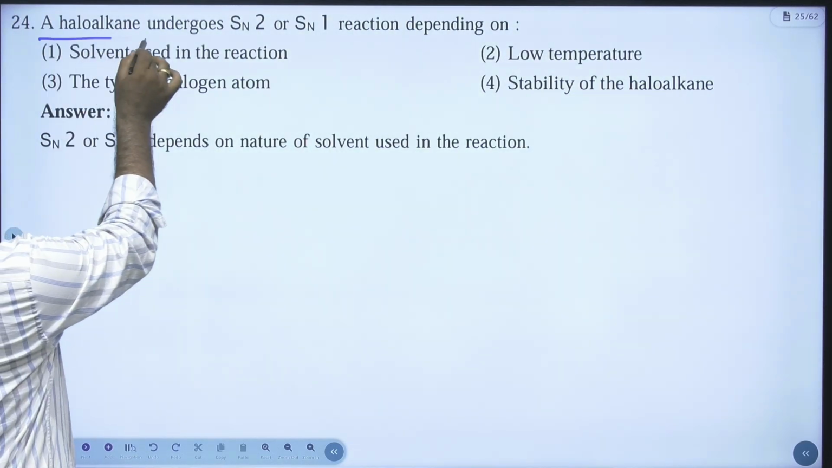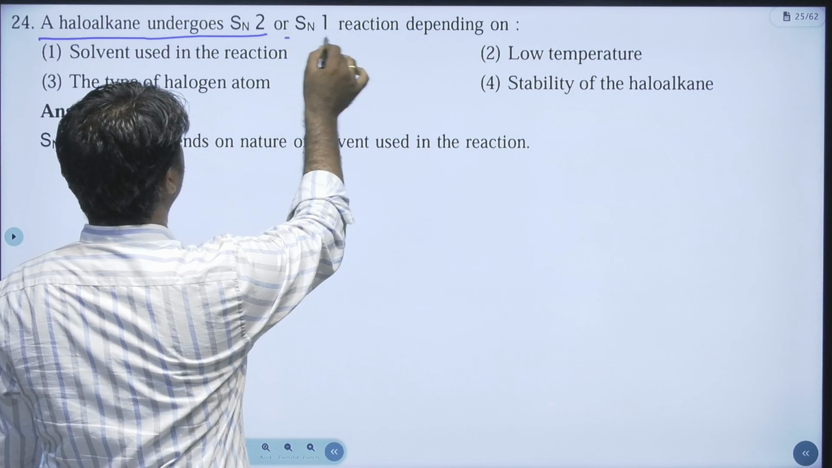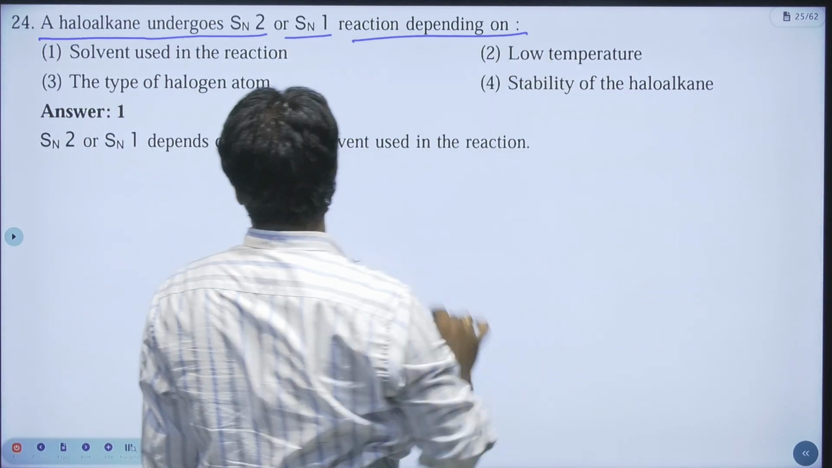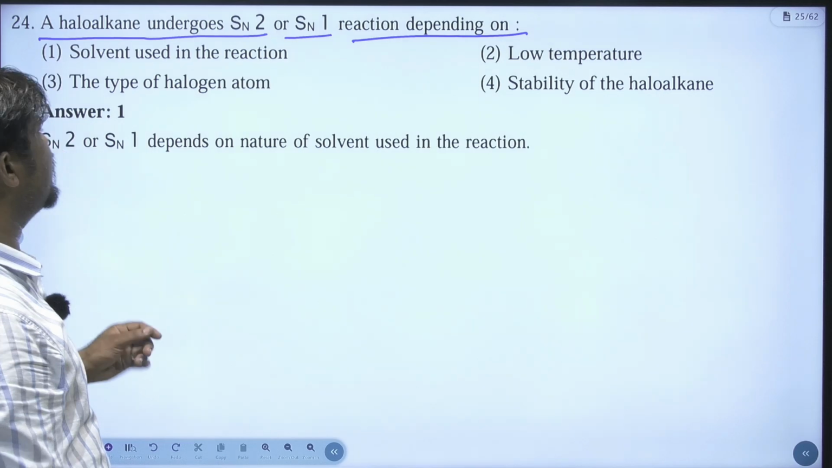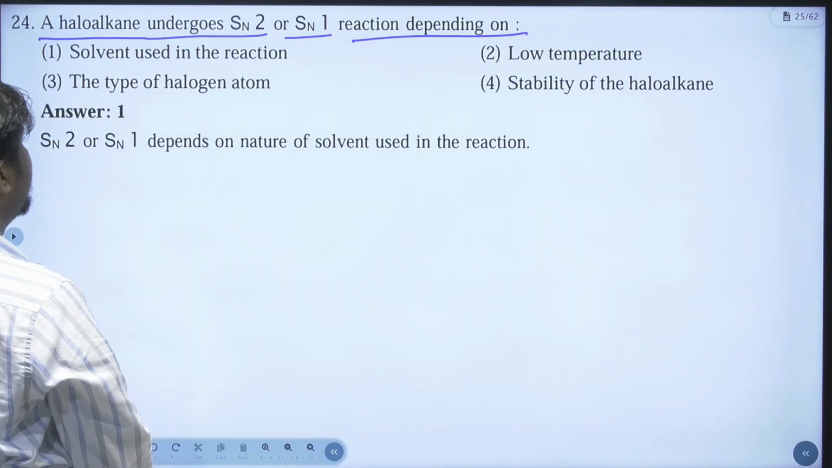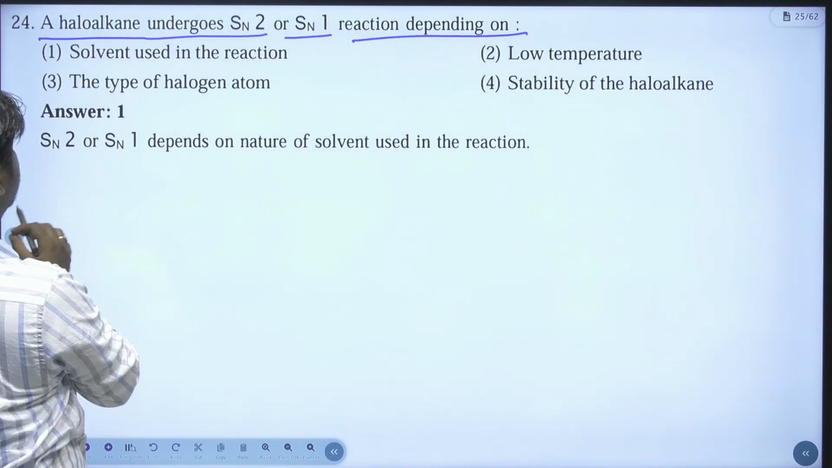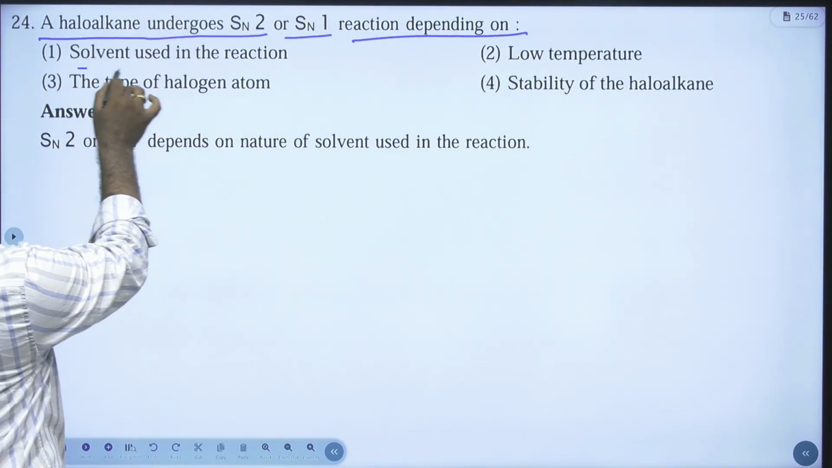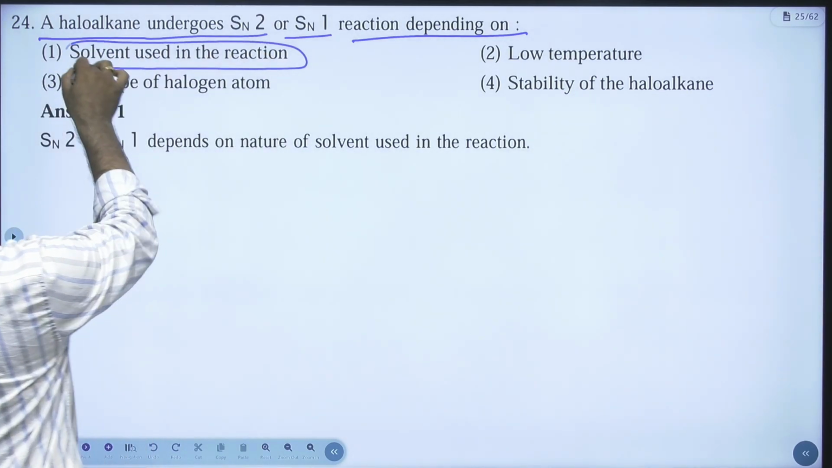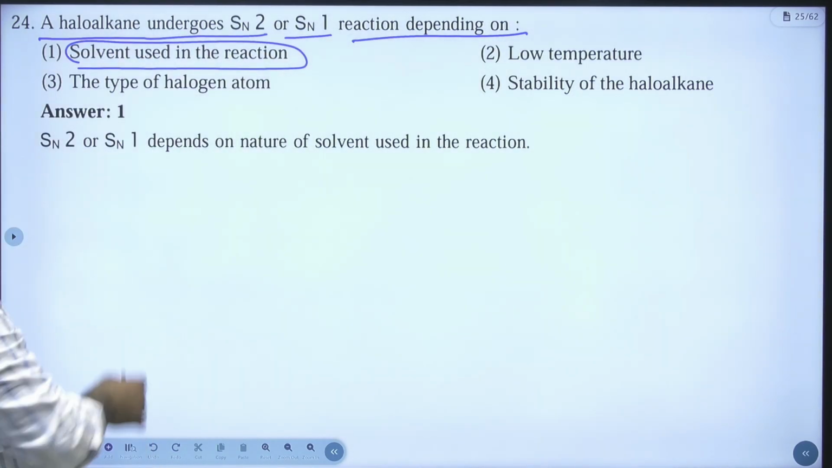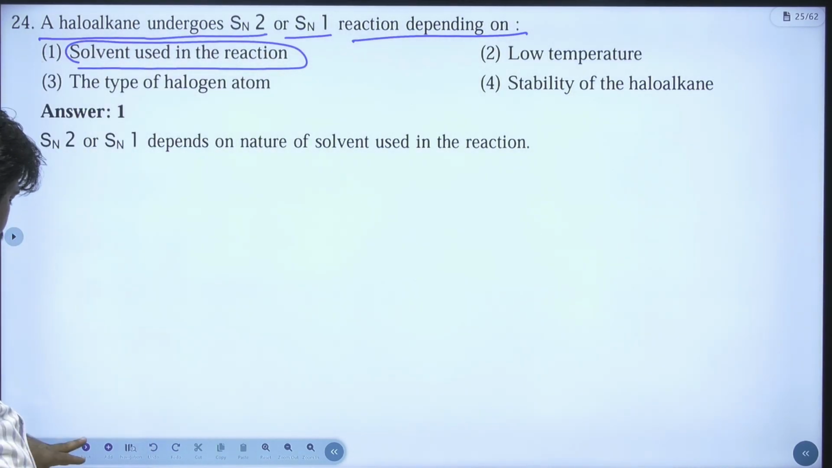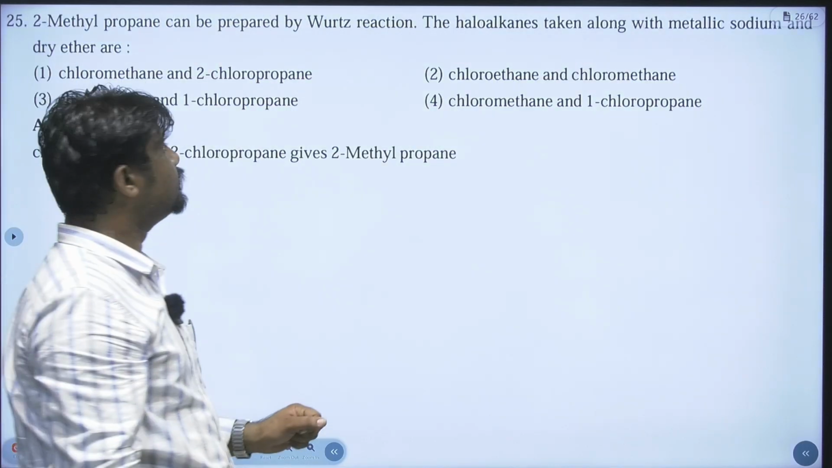A haloalkane undergoes SN2 or SN1 reaction depending on... Here these SN1 and SN2 reactions depend upon the nature of the solvent in the reaction, the solvent used in the reaction. So that is the reason why the option is the first. Go to the next question.